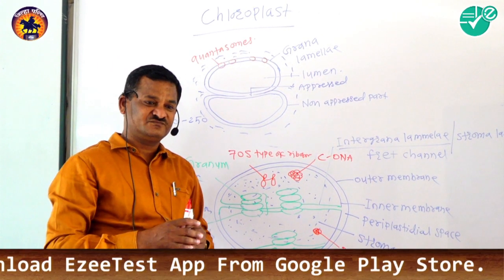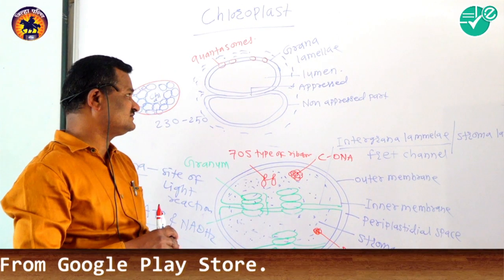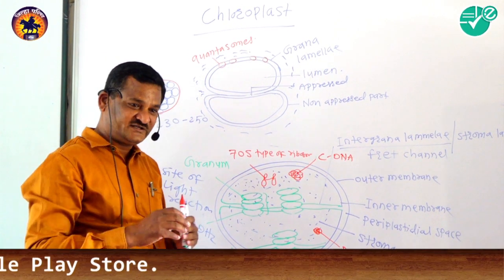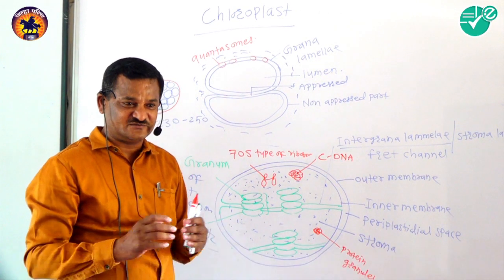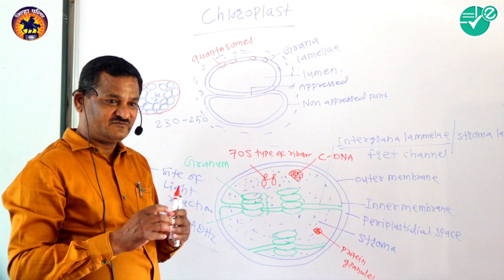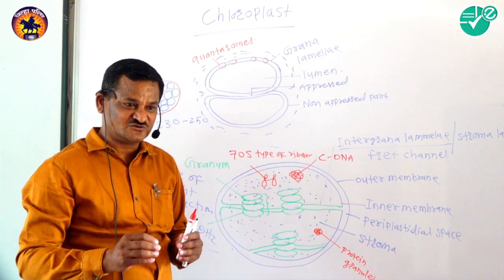Suppose, why are chloroplasts called the semi-autonomous cell organelles? What is the appressed part of the thylakoid? What is the non-appressed part of the thylakoid? What are the functions of grana? What are the functions of stroma?